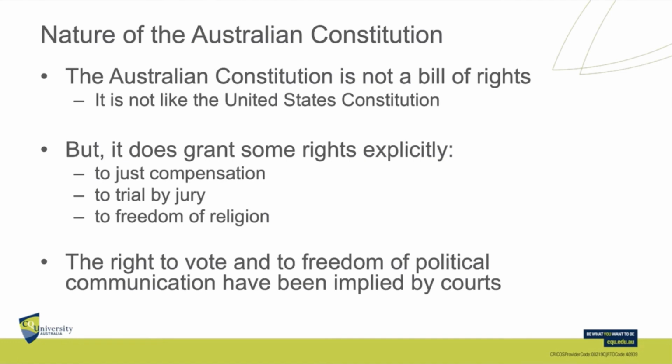What it didn't do is set out a Bill of Rights. So the Australian Constitution is not a Bill of Rights. It's not like the United States Constitution. We can really contrast it with that, but it does grant some rights explicitly. So, it grants the right to just compensation if property is acquired by the Commonwealth, grants the right to trial by jury, and the right to freedom of religion.